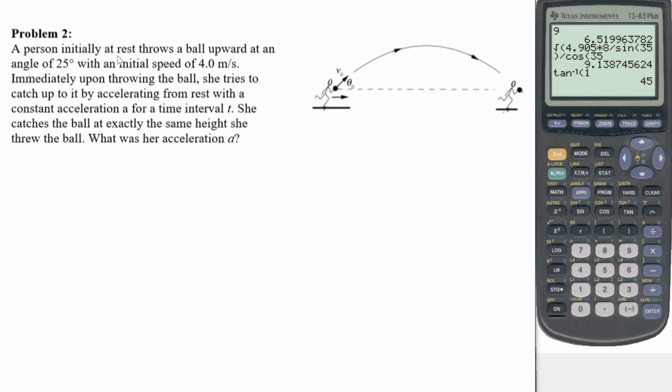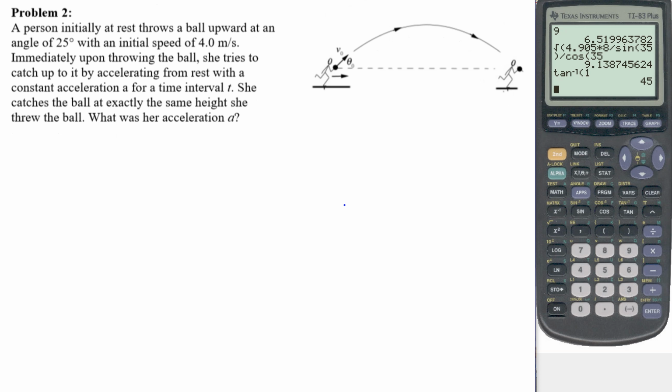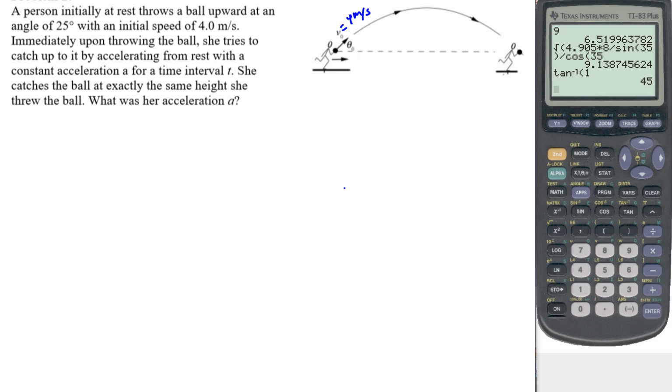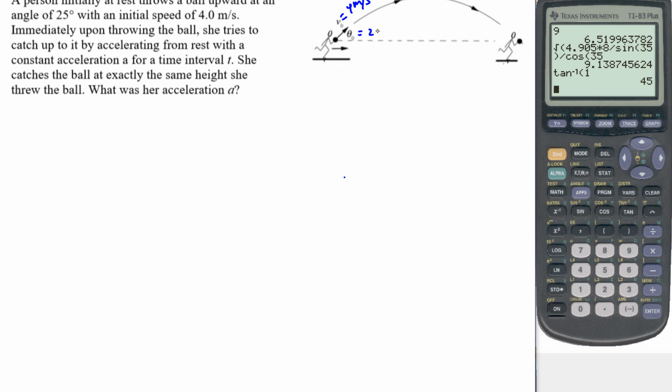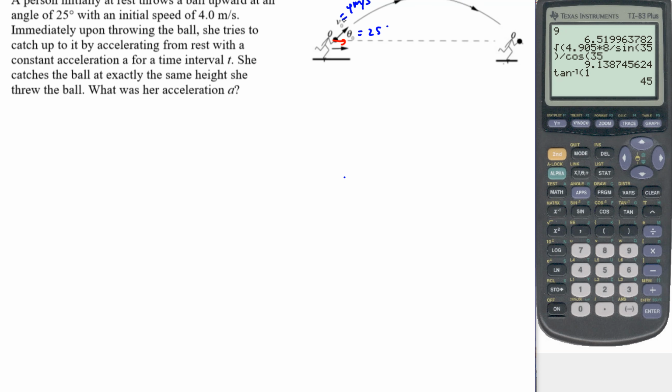Next up is number 2. A person at rest throws a ball upwards at some initial speed of 4 meters per second. Okay. Go up. So this is 4. The hypotenuse is 4. The angle is 25. And of course, this means there is some x velocity to the ball. The x velocity of the ball doesn't change. There's also a y velocity initial, which does change because of gravity.